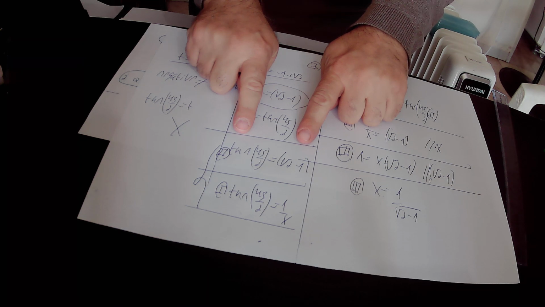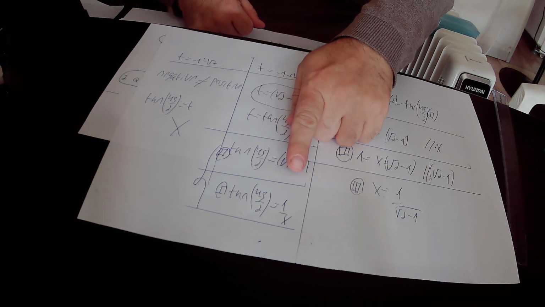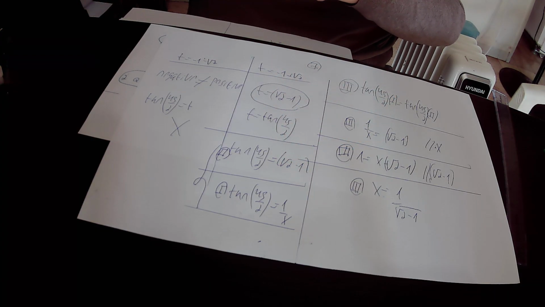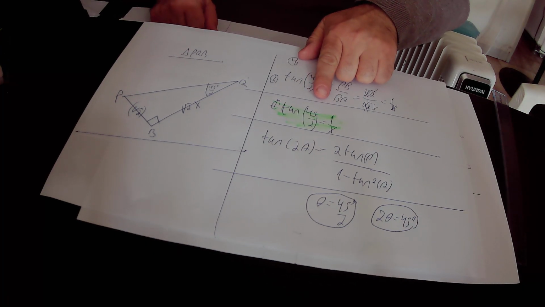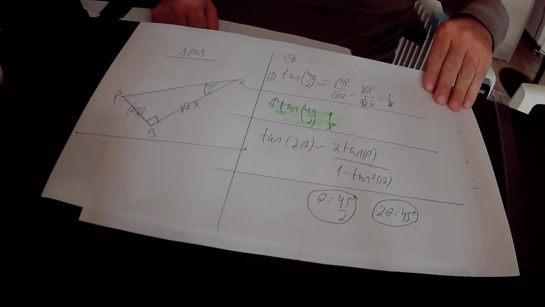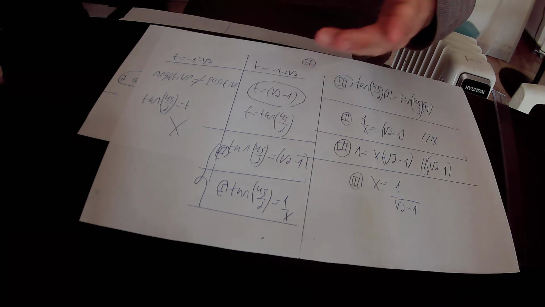So according to the second solution, to equation number 2, tan 45 over 2 degrees equals the square root of 2 minus 1. This is according to equation number 2, but according to equation number 1, we have already found out that tan 45 over 2 degrees equals 1 over x. So we have two different equations for tan 45 over 2 degrees.